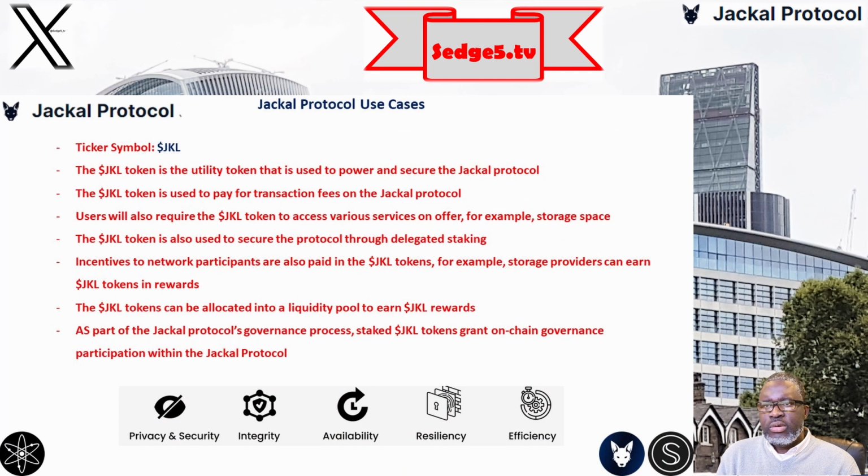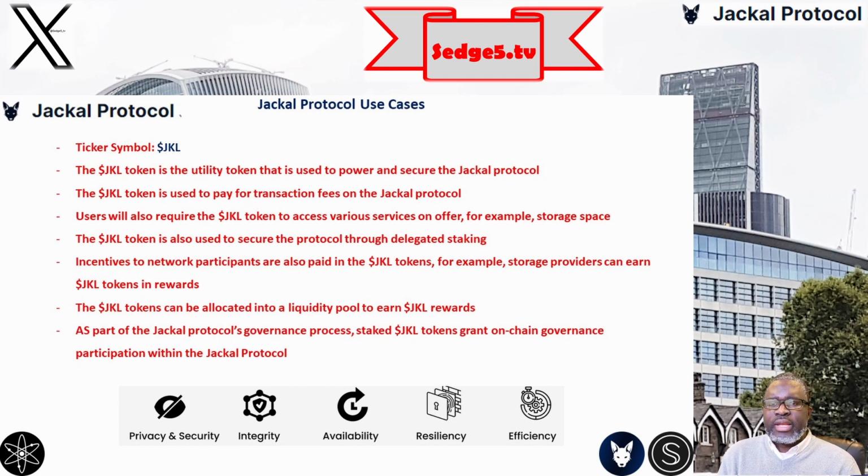Ticker symbol JKL. The JKL token is the utility token that is used to power and secure the JKL protocol. The JKL token is used to pay for transaction fees on the JKL protocol. Users will also require the JKL token to access various services on offer, for example, storage space. The JKL token is also used to secure the protocol through delegation to validators, who in turn help secure the network. Incentives to network participants are also paid in the JKL tokens. For example, storage providers can earn the JKL tokens as rewards, and validators can earn tokens for maintaining network security.